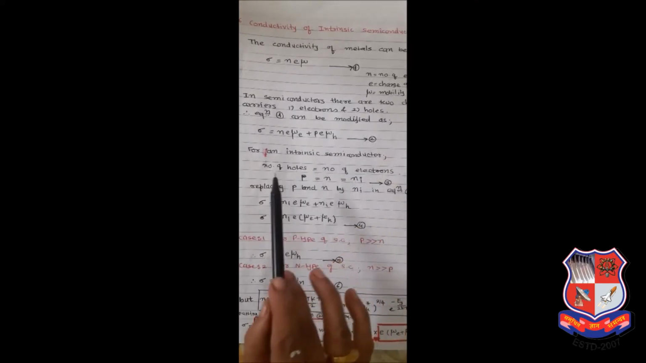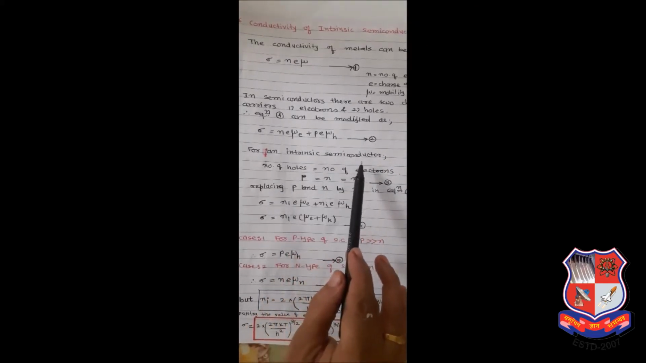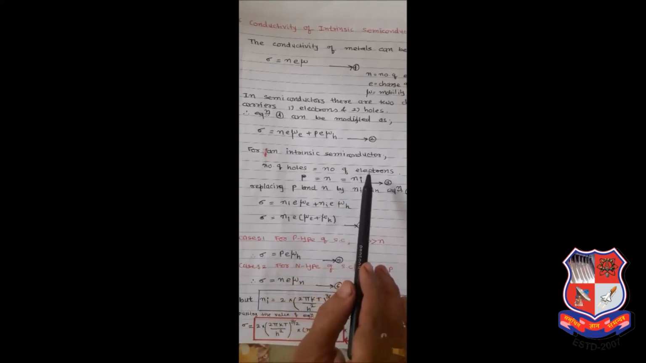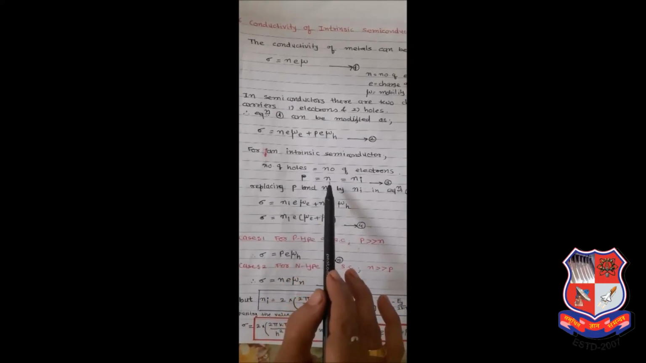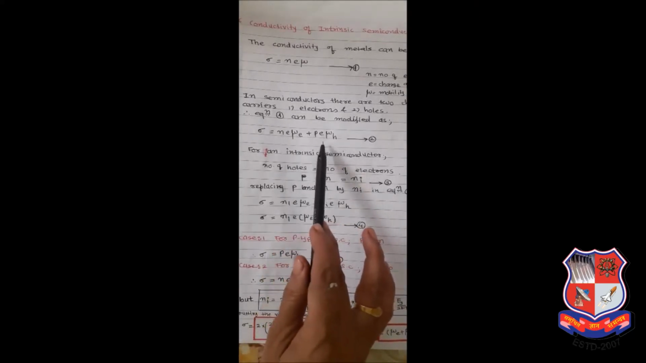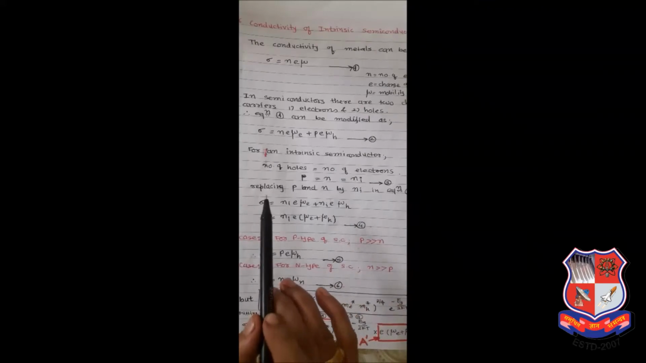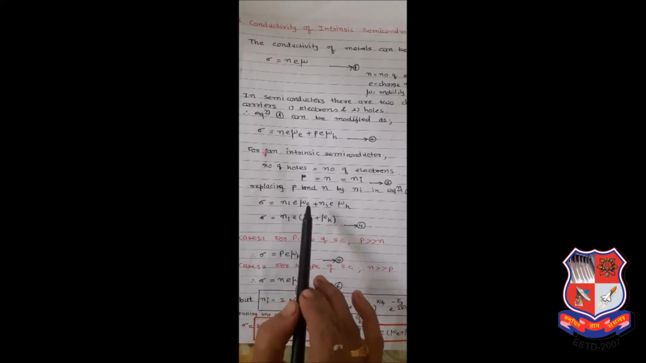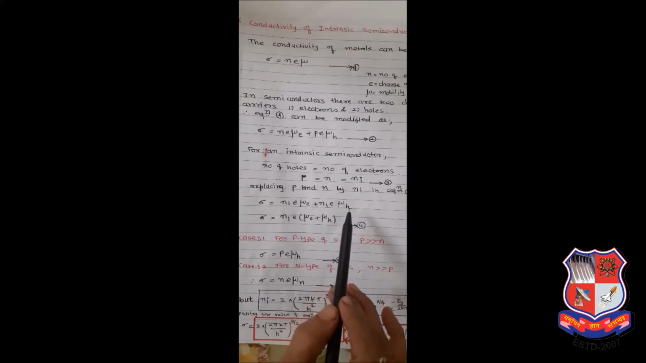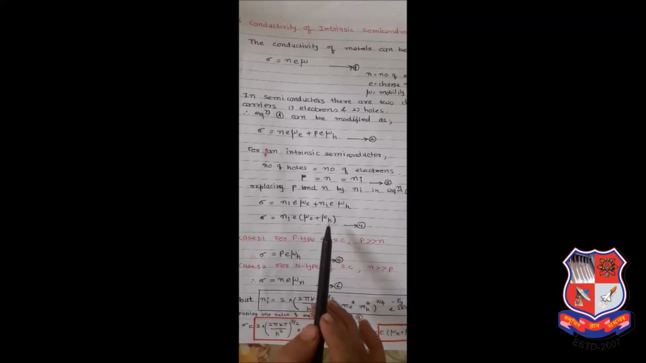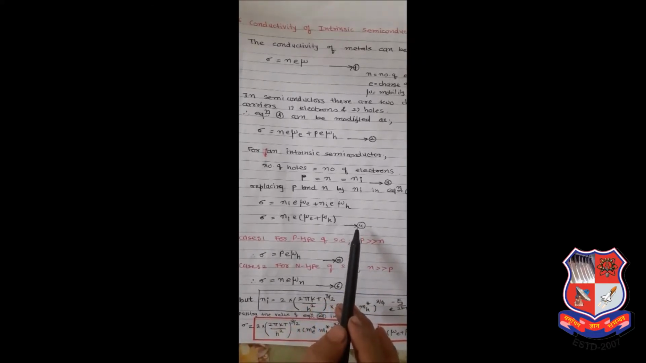Let this be equation number 2. Now in an intrinsic semiconductor we know that the number of holes is the same as the number of electrons. So p is equal to n is equal to ni. So we will replace n and p in equation 2 by ni. So sigma becomes sigma is equal to ni e mu e plus ni e mu h. We can take out this ni e common. So sigma is equal to ni e (mu e plus mu h). Let this be equation number 4.